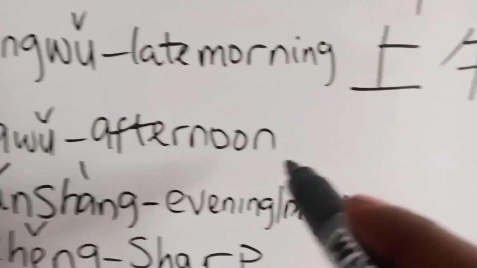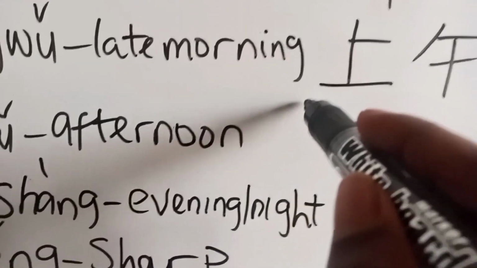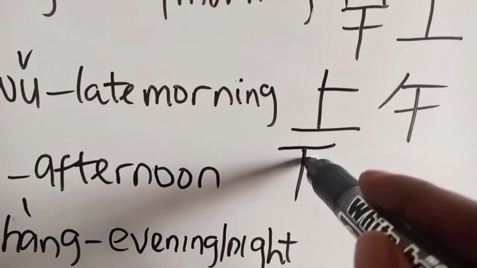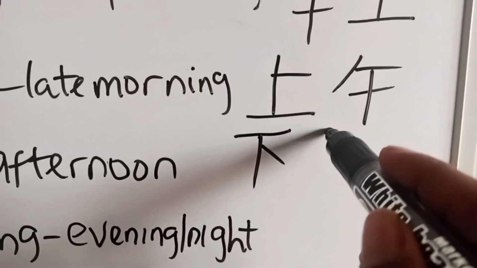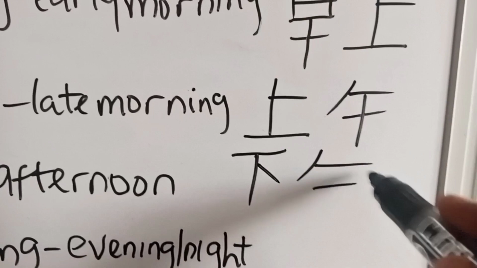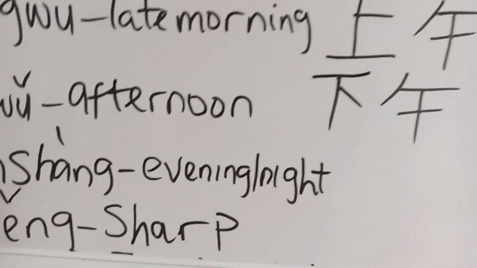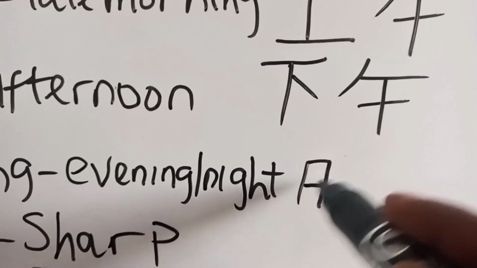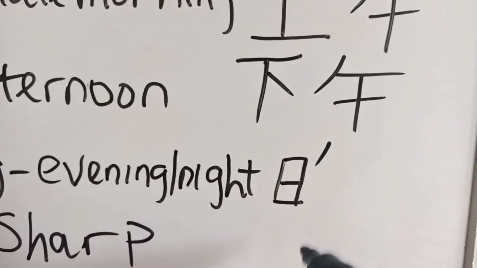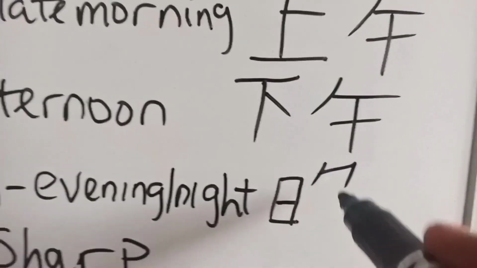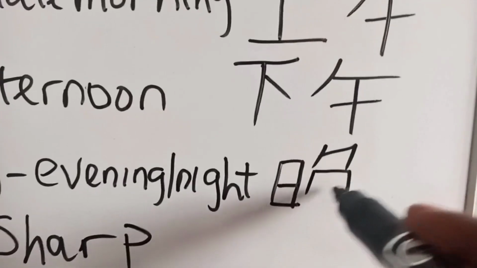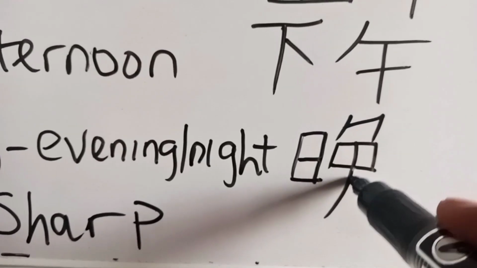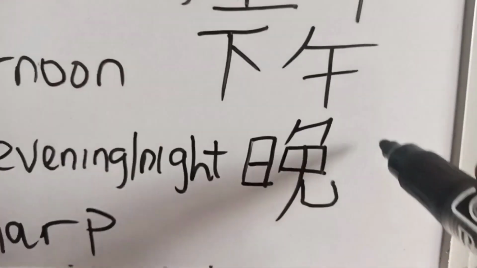Then xia wu, afternoon. Xia. This is how to write xia. Are you looking at me? Then you do this. Xia. The same wu. You see that 10 again. That's xia wu. Wan shang. Not so easy. So pay attention. One. Do this. Then you do this and this. Wan shang.